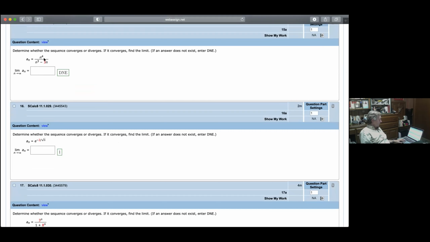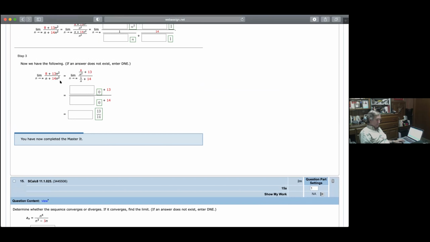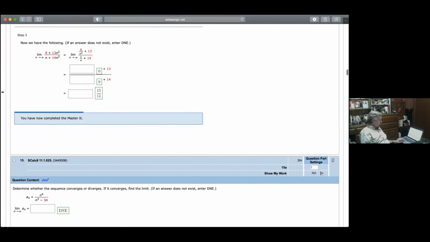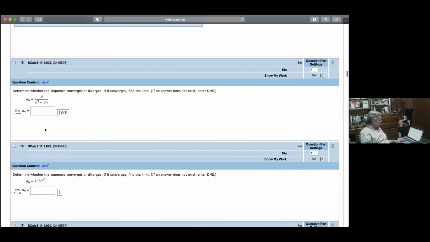Now, when I look at this, it's going to diverge. I don't need the answer book. I know that. I can look at the bottom of the screen here, and I can see this. When I have n to the 4th in the numerator and n to the cube in the denominator, when n gets big, this is going to go to infinity. Now, if you divide by n cubed, you will have n in the numerator and something that goes to 1 in the denominator.